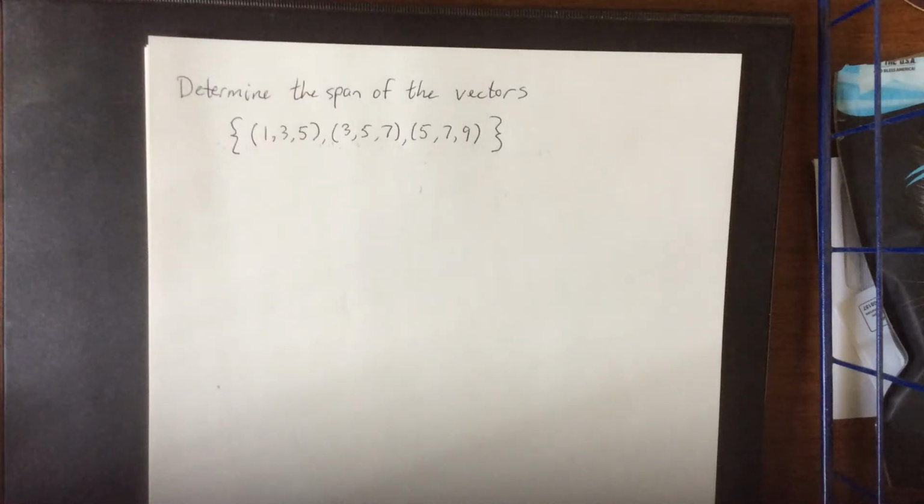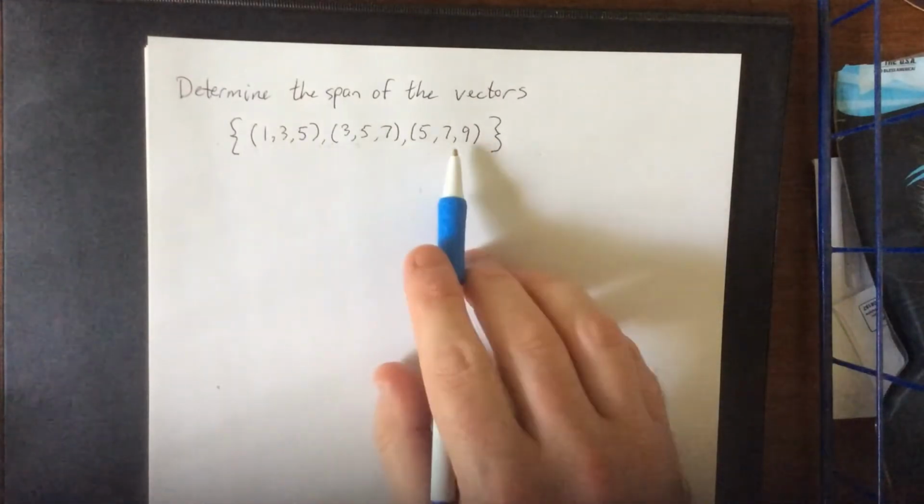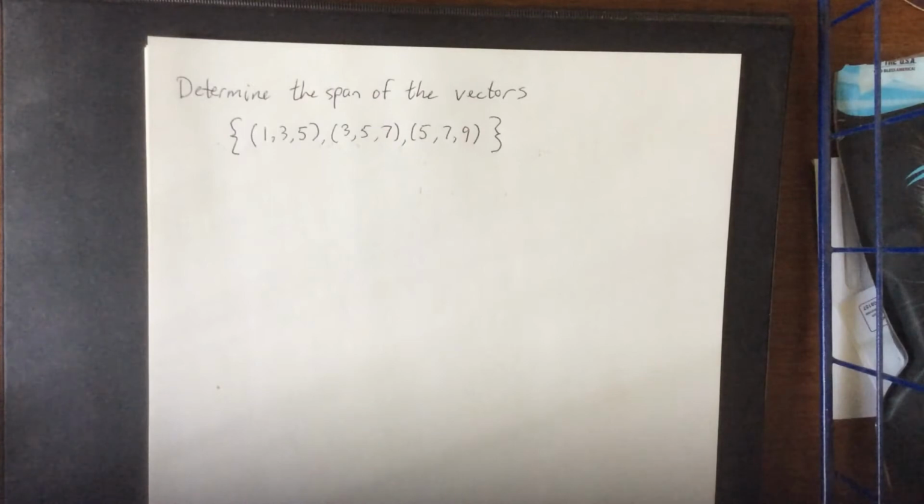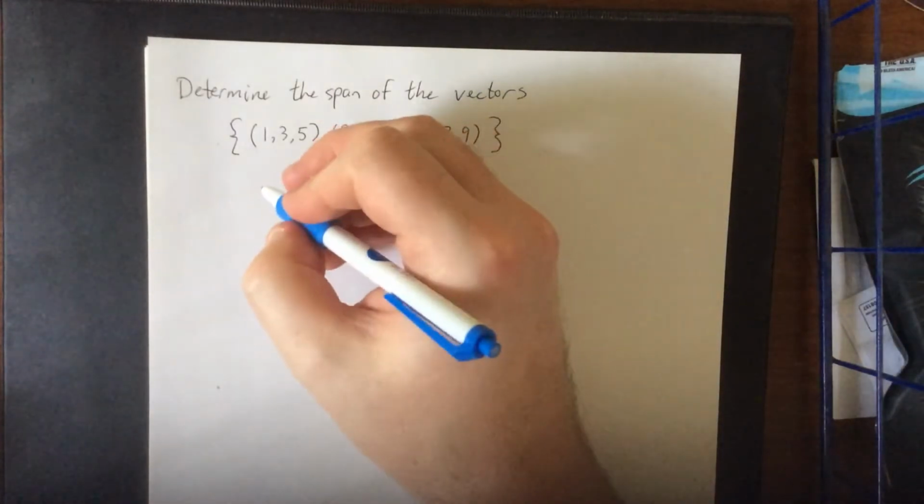In this example problem, I would like for us to consider what would be the span of the set of the following vectors. The vectors are 1, 3, 5; 3, 5, 7; and 5, 7, 9. First off, it should be pointed out that all three of these vectors are within R3. We're going to set up a linear combination of these three vectors.